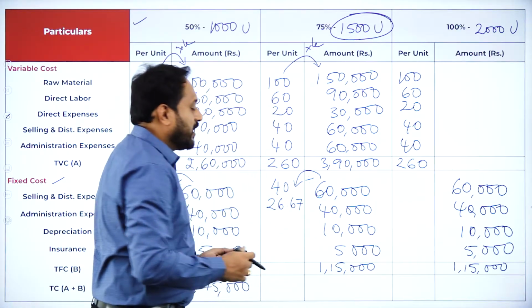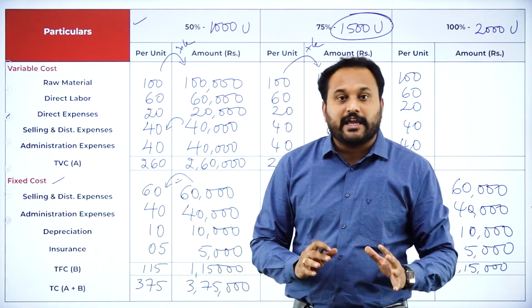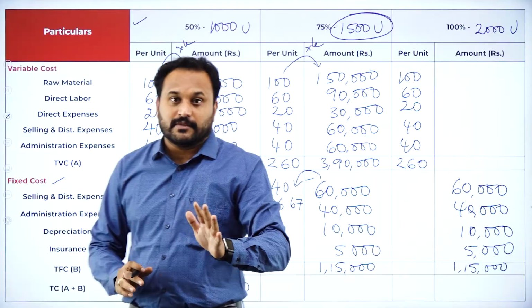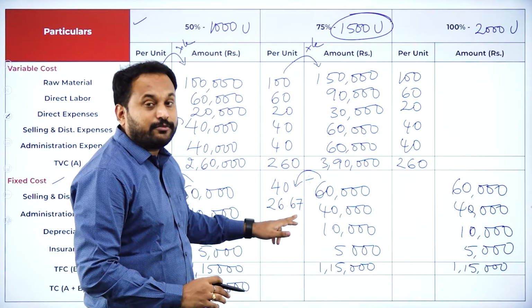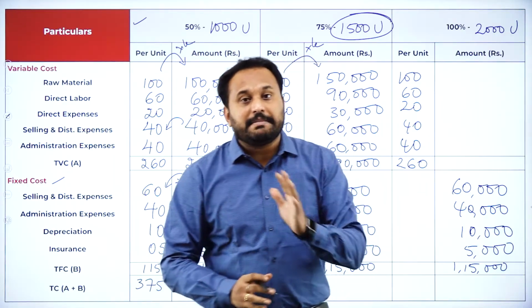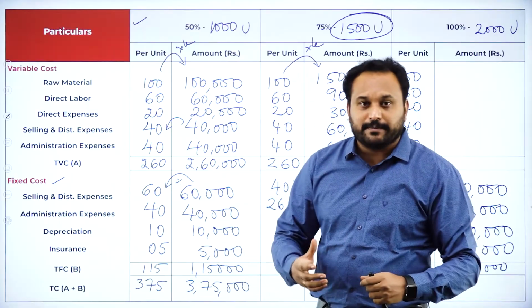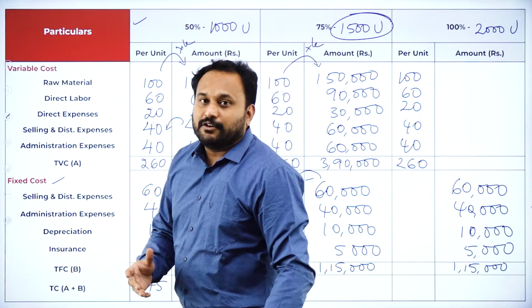26.67 you can take, or you can actually keep it 26.66, no issues. But don't take 27, right? You should not take 27, don't round off, because even 1 paisa is very, very important in management accounting. Say, for example, I'll give you an example why 1 paisa is very important. So 1 paisa doesn't have a value, isn't it?